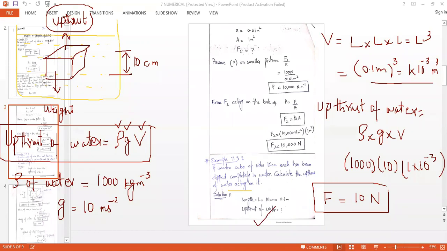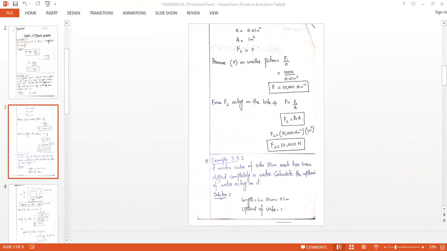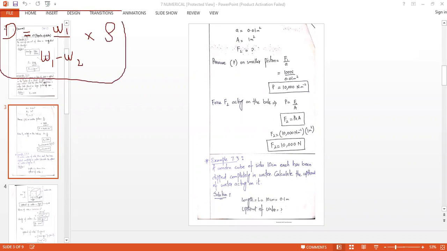Now moving forward, the next numerical is: the weight of a metal spoon in air is 0.48 Newton. Its weight in water is 0.42. Find its density. If there is a comparison in densities, then density equals W1 divided by W1 minus W2, into rho. This is the formula to use if there are two weights.